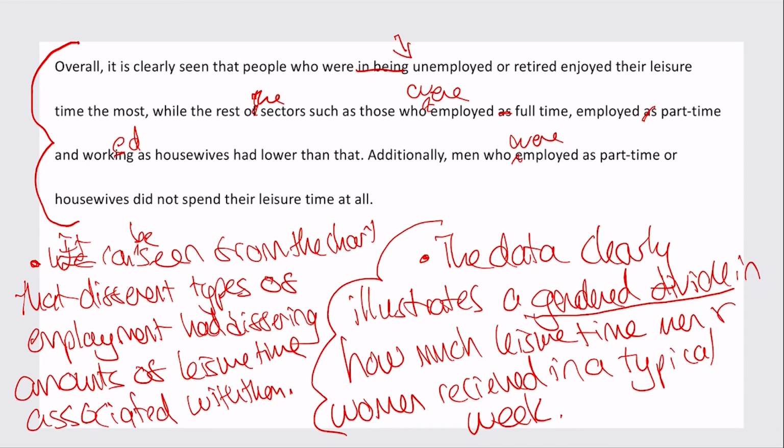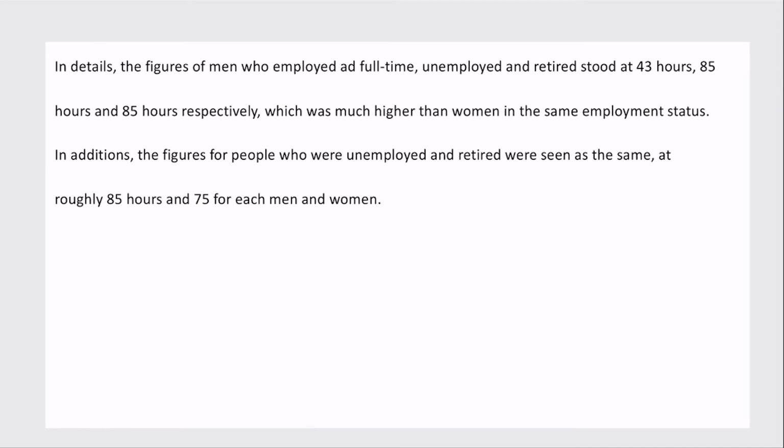Okay, so that's how you give a more general overview of the information. You're saying, generally, what can we see from this data that is clearly telling us: that different types of employment have different amounts of leisure time, depending on what range of employment you have. Once you've done this, you go into the detail section. So in detail, the number of men who were employed full-time, unemployed, and retired stood at 43 hours, 85 hours, and 85 hours respectively, which was much higher than women in the same employment status.